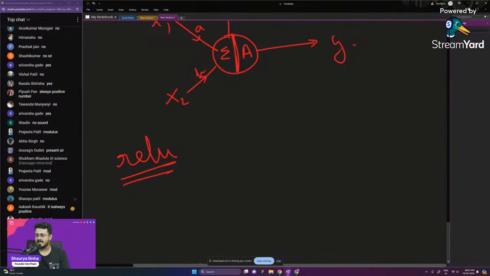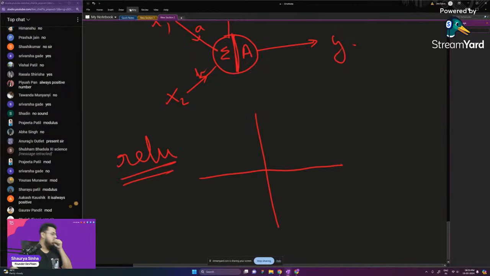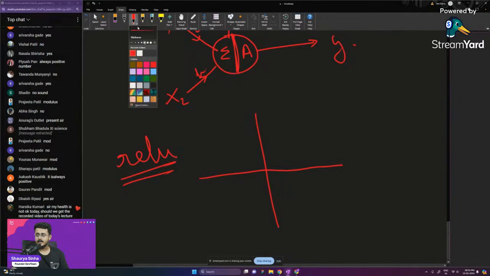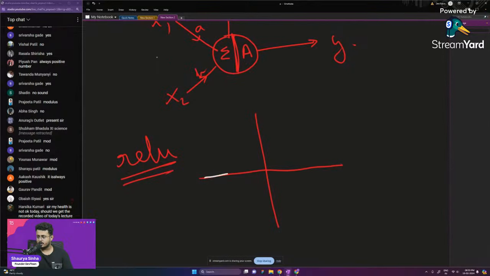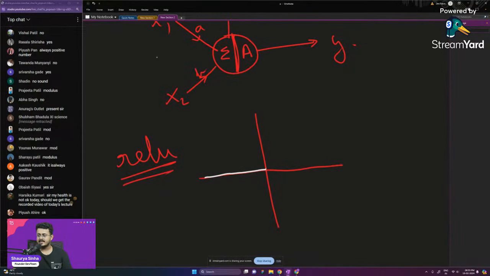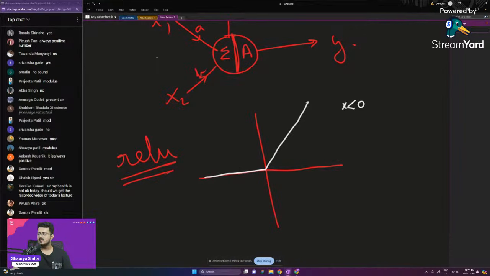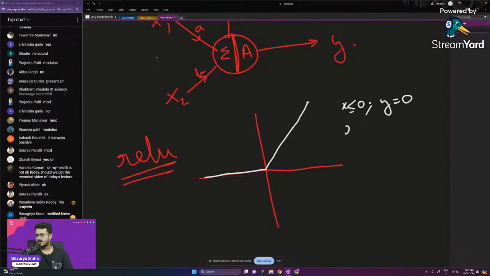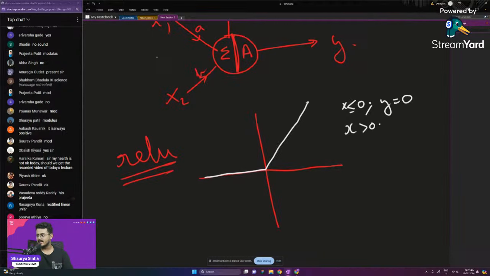So the ReLU function basically looks something like this. This is your graph. Let me use another pen. It will start before zero. It is always zero. As soon as it goes in the positive direction, it becomes this. So basically, if x is less than zero, in that case, y is equal to zero. If x is greater than zero, in that case, y is equal to x. This is what it basically means as a ReLU function, guys. And this is the mathematical representation of it. This is the graphical representation of ReLU.